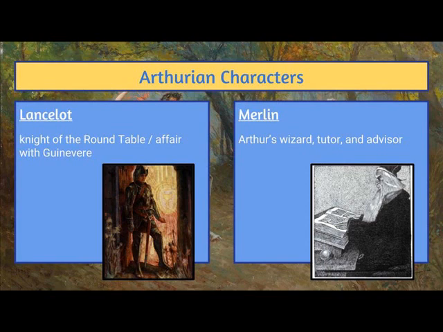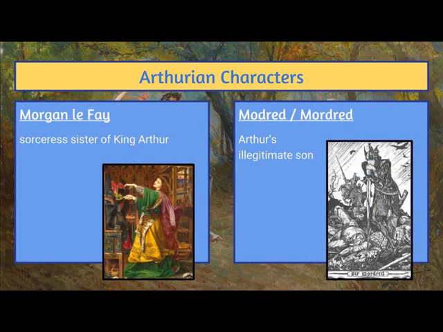Merlin, Arthur's wizard tutor and advisor. Morgan Le Fay, the sorceress sister and enemy of King Arthur. Modred, Arthur's illegitimate son.